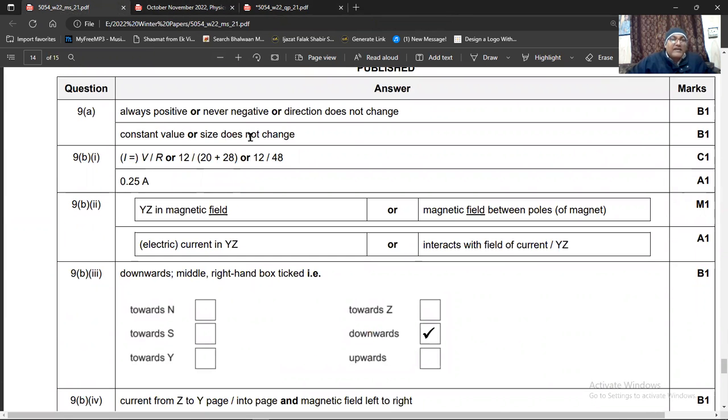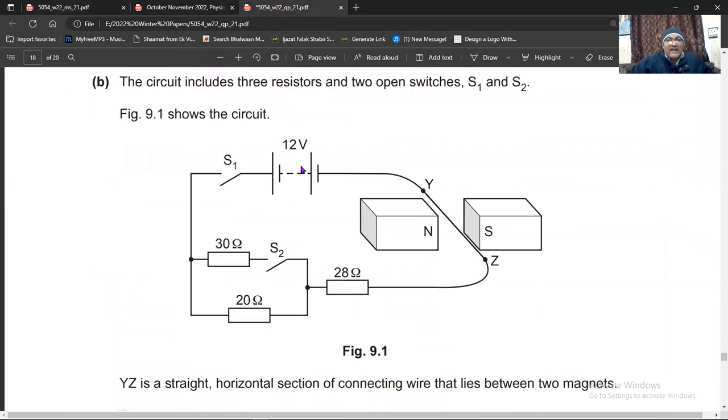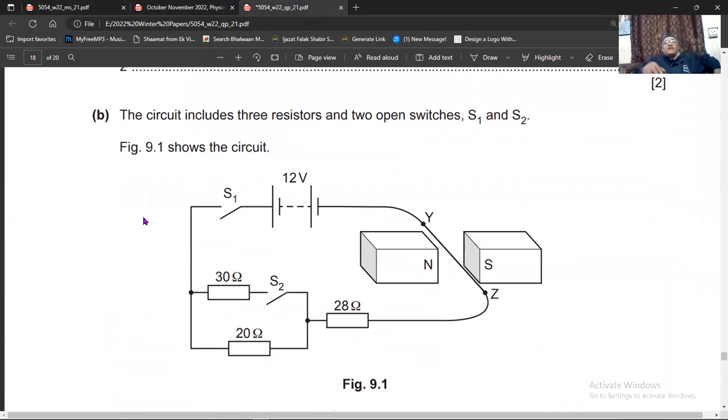This is question number 9A part. You can pause the video. You can take your time with this marking scheme. Then he says, question number 9B part: the circuit includes 3 resistors and 2 open switches S1 and S2. Figure 9.1 shows the circuit. So this is S1, this is S2. Both are open. This is 28 ohm, 20 ohm, 30 ohm, 12 volt battery.